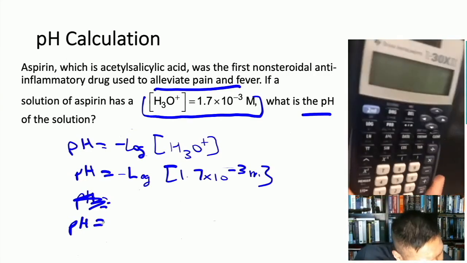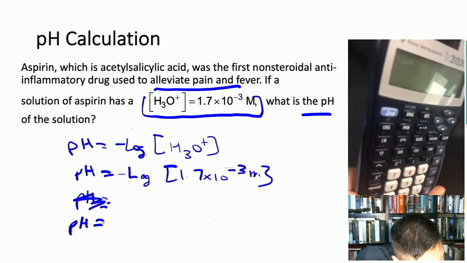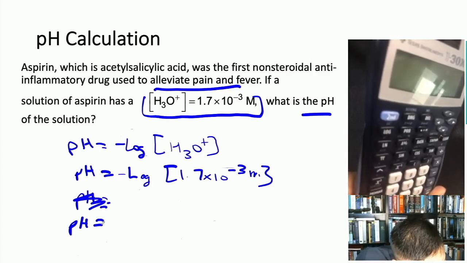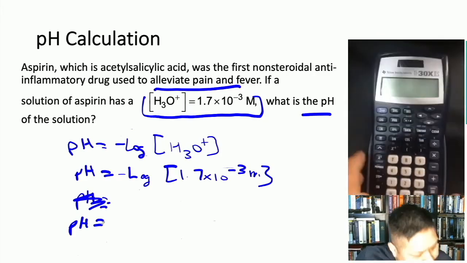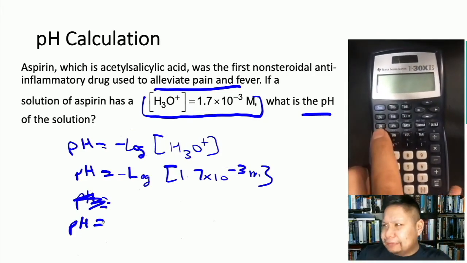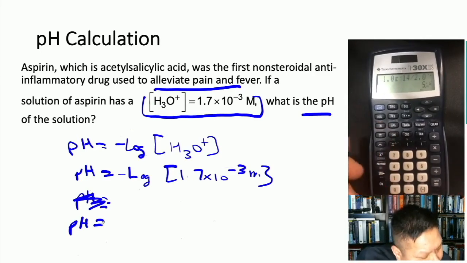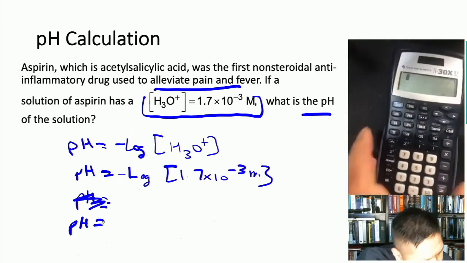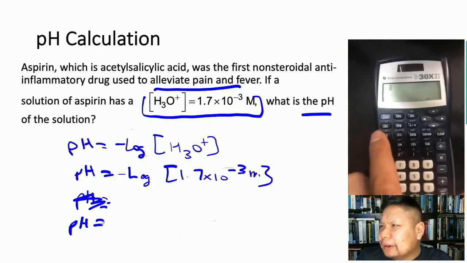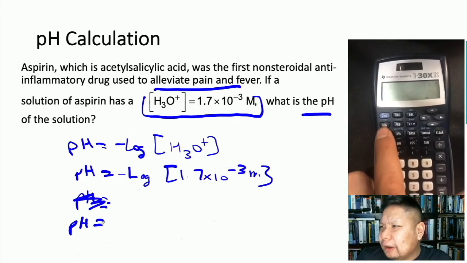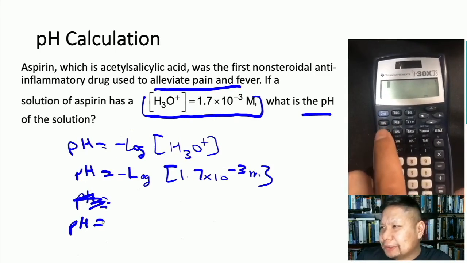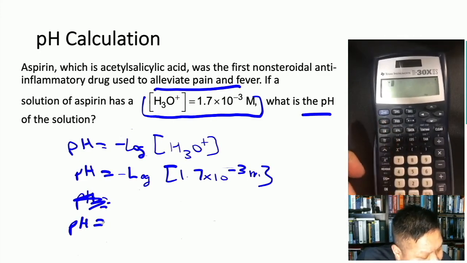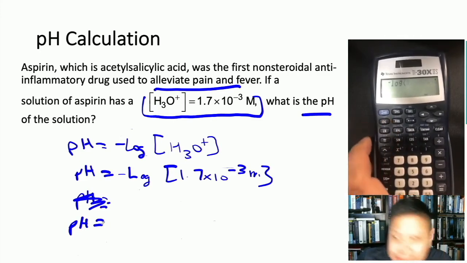So negative log is right there, the ln, right? So on, clear, and then there. There's log right there, and there's negative log. Sorry, there's log, and then there's ln, which is natural log. So you want to do log, the regular log. Really easy. You do negative log like that.